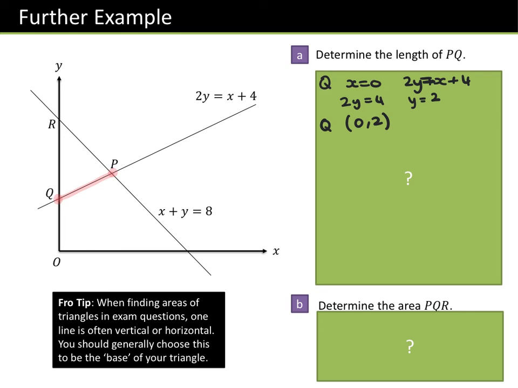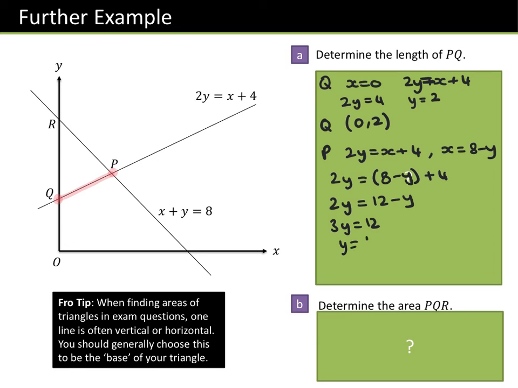Perfect. I now need to find the coordinates of P. The coordinates of P happen when these two lines intersect. When they intersect, we have simultaneous equations. So that's 2y equals x plus 4, and then I'm going to rearrange the second one to get x equals 8 minus y. Everyone happy with that? Yeah. Substitute in: 2y equals 8 minus y plus 4, 2y equals 12 minus y, 3y equals 12, y equals 4, x equals 8 minus 4, x equals 4. So this P is actually 4, 4.